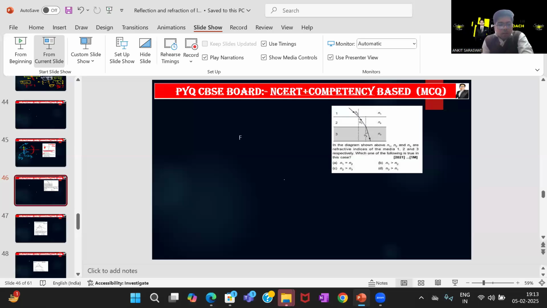So, hi everyone. In this question, let's read this question first. In the diagram shown above, n1, n2 and n3 are the refractive indices of medium 1, 2 and 3. Then which one of the following options is true in this case? So let us check the options.